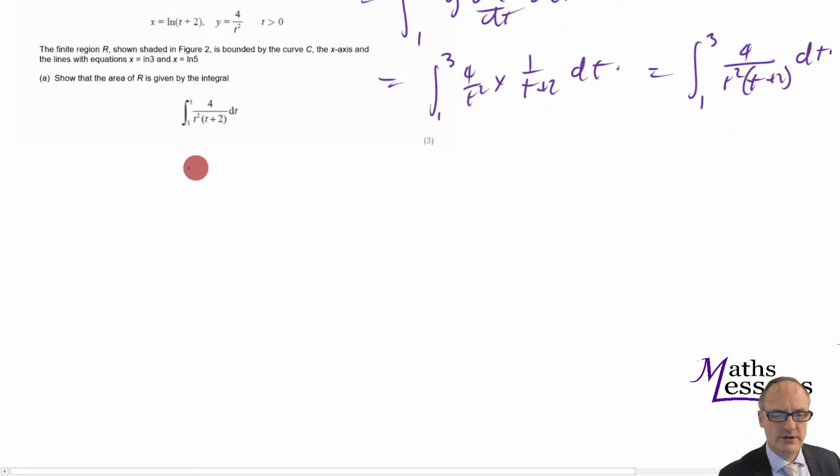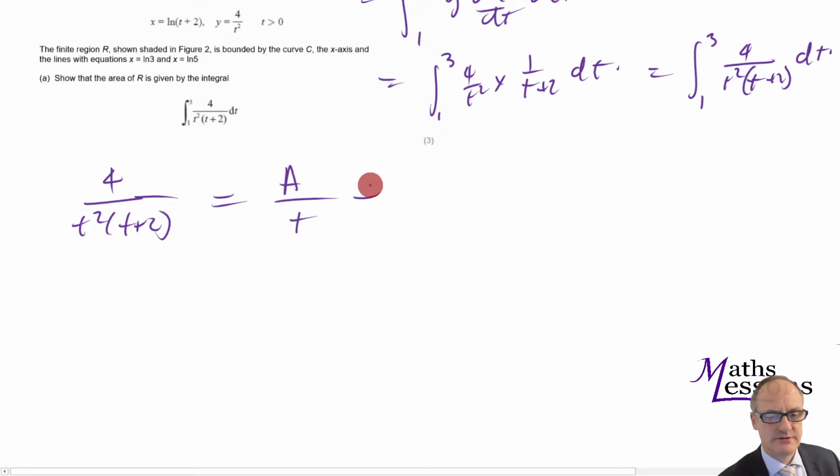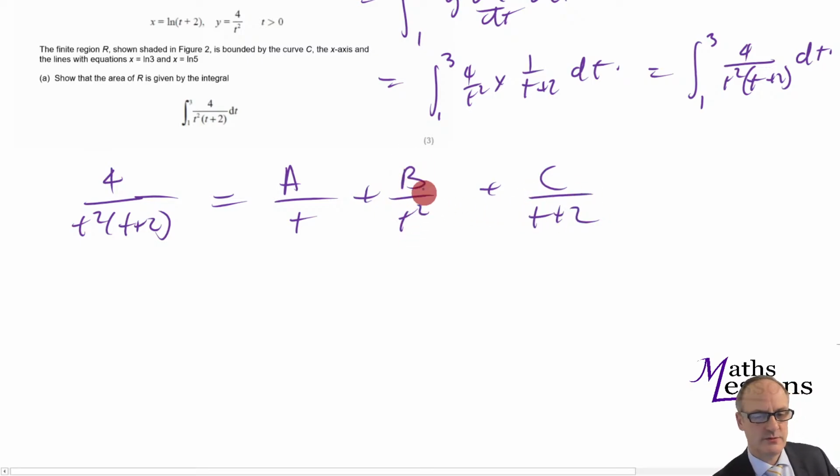Anyway, first thing we need to do is put this into partial fractions, just like we did in the last question. Now, this one is a little bit different because we should get a over t and b over t squared, and we need c over t plus 2. And a lot of people forget the b over t squared. You need this because to get the denominator of t squared times t plus 2, you need some kind of denominator of t squared at the bottom.